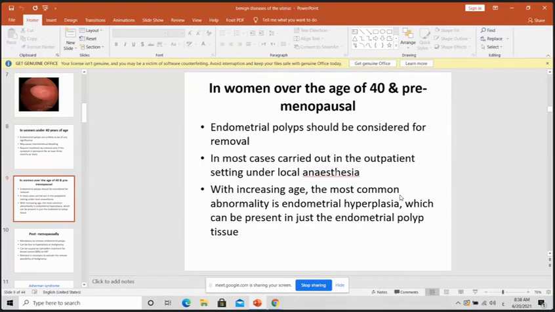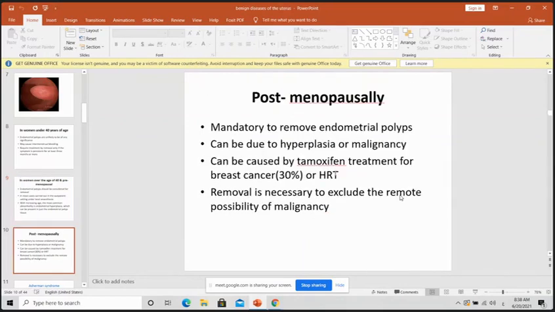As I said, an operative hysteroscope. What about a woman who is postmenopausal and discovered to have endometrial polyps? Here, it is mandatory to remove these polyps. Why? Because the risk of hyperplasia and malignancy significantly increases after the age of 50 or in the postmenopausal age group.